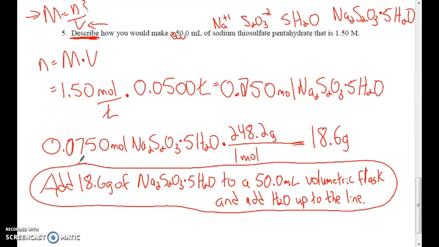What you don't want to do is add the water up to the line and then add in the solid, because then that solid is going to cause the volume to rise above the line, and you won't have exactly 50.0 milliliters, which means you will not have exactly 1.50 molar. So add the solid first, then add the water up to the line, and you have that exact solution.